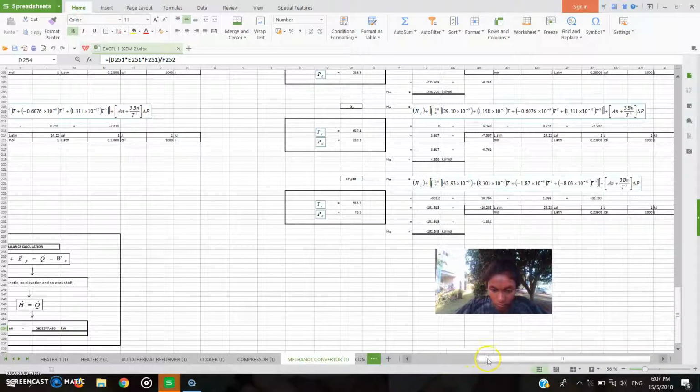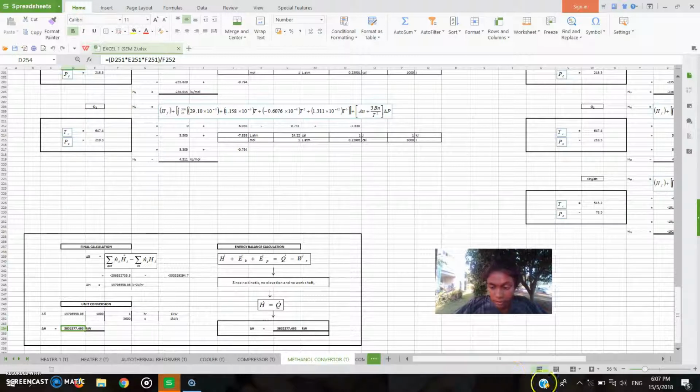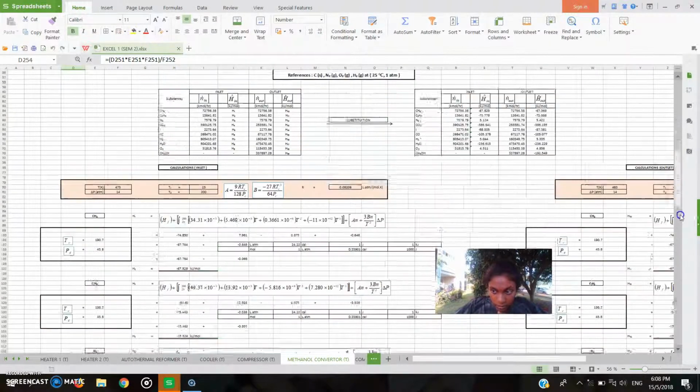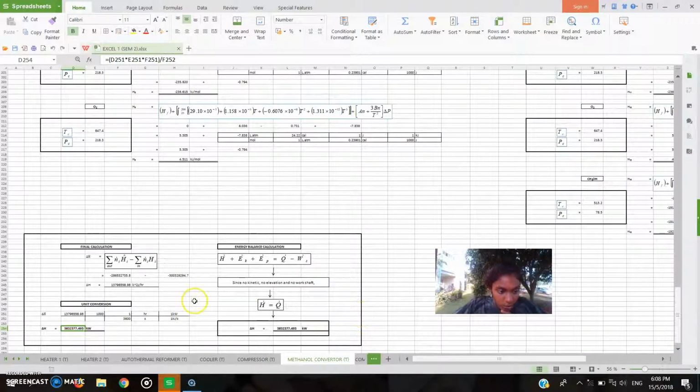And we have used certain formulas, which are for pressure change and temperature change over here, and after that we have to do the final calculation as well as unit conversion. After unit conversion we get around 3 million kilowatt of heat energy. And for the energy balance calculation, since there's no kinetic, elevation and work shaft, H equals Q, where Q equals 3 million kilowatt.